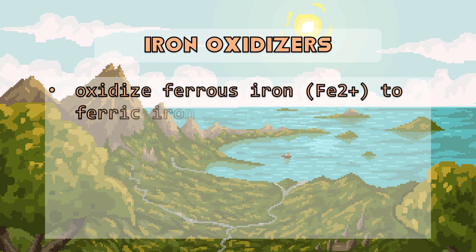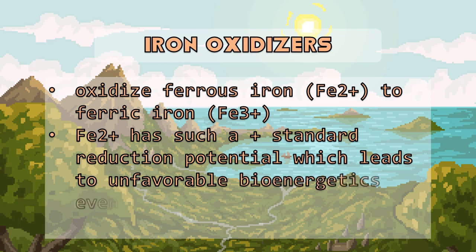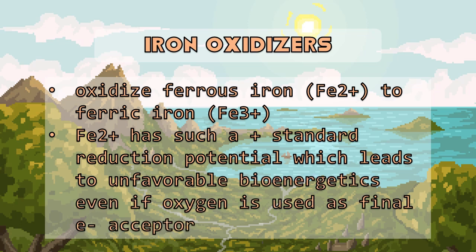Iron oxidizers. These organisms oxidize ferrous iron to ferric iron. Since ferrous iron has such a positive standard reduction potential, the bioenergetics are not extremely favorable, even using oxygen as a final electron acceptor. This situation is made more difficult for these organisms by the fact that ferrous iron spontaneously oxidizes to ferric iron in the presence of oxygen. The organisms must use it for their own purposes before that happens.